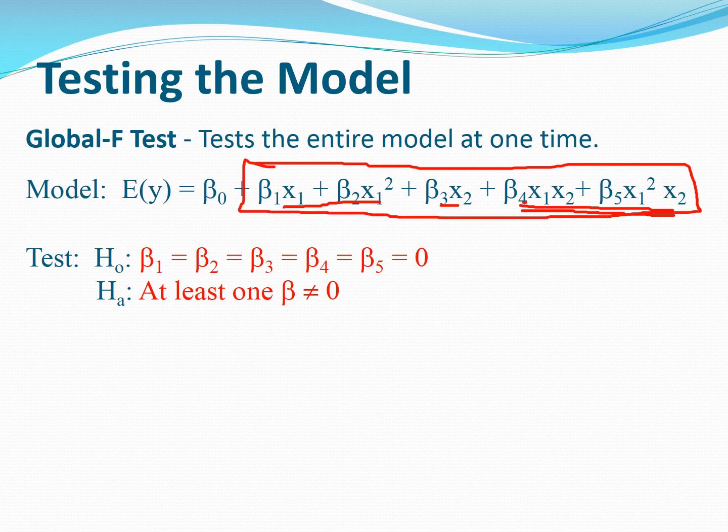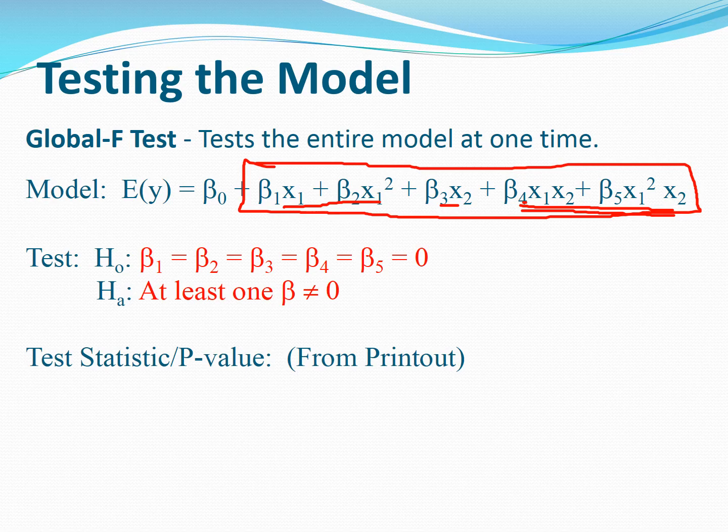And what you should realize is, if a term is not useful, if you're going to get rid of it, what would the value of beta be? What would the value of beta 1 be if I get rid of this x1? Well, it would be 0. What would the value of beta 2 be if x1 squared wasn't useful? To get rid of it, it'd be 0. In fact, the global f-test specifies all the betas attached to the terms, not beta naught now, right? But all the betas attached to the x's.